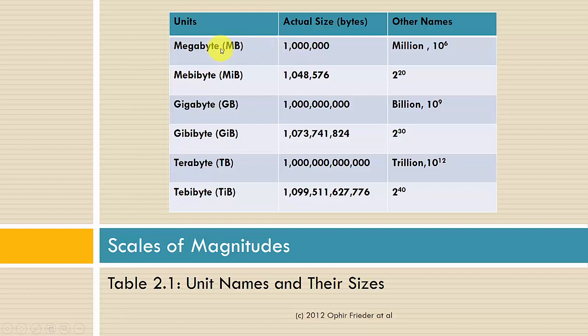When we say megabyte, we're talking about a million bytes. When we talk about a gigabyte, we're talking about a billion bytes, and a terabyte is a trillion bytes. Each of these you'll find used in different situations. For instance, when we talk about how much memory I have on my computer system, typically you're going to have a certain amount of gigabytes.